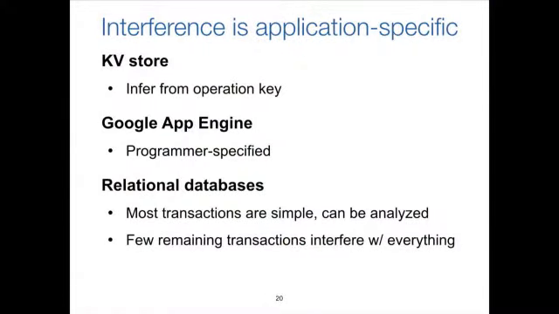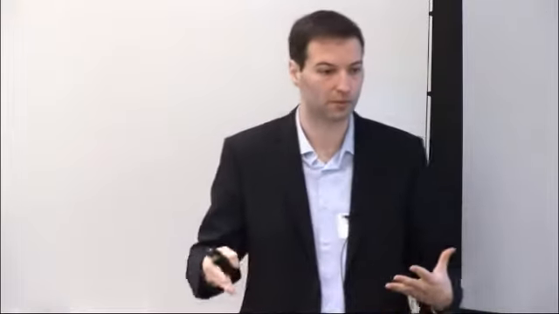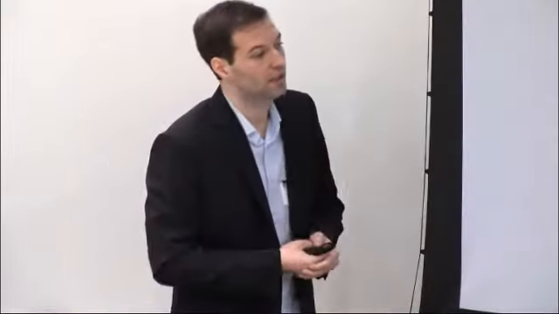And finally, it is possible to infer interference automatically, even for more complex databases, like, for example, relational databases, because it turns out that most OLTP workloads have these simple transactions that are executed most frequently, and they are so simple that we can analyze them before executing them and tell with certainty which tables and which rows in which tables they will touch. So for these simple transactions, we'll be able to determine whether they interfere or not. And for the remaining transactions, which are more complex and perhaps we cannot analyze beforehand, we can safely say that they interfere with everything else.